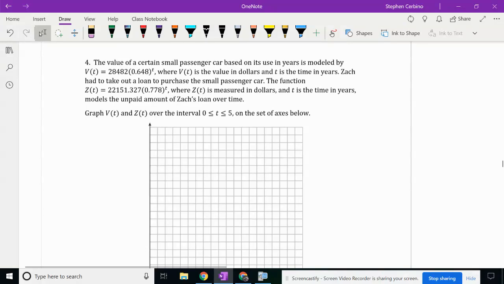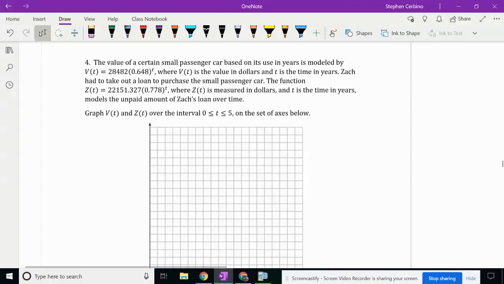Zach has to take out a loan to purchase the passenger car. His loan amount has to be paid back. So what you're getting there is a function which represents the number of dollars and time in years of the unpaid amount of his loan. So we have a car value, we have a loan amount. So looking at this, the car value starts at a higher value than Zach's loan amount. So what that means is Zach probably paid a little bit of the car's value up front and just had to take out a loan for a little bit less than that.